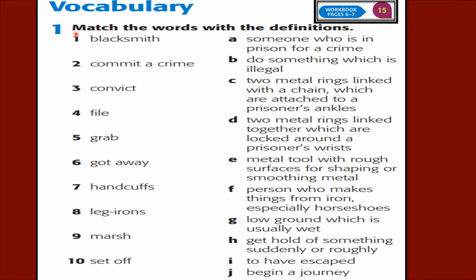look at the question first: match the words with the definitions. I have the words here.